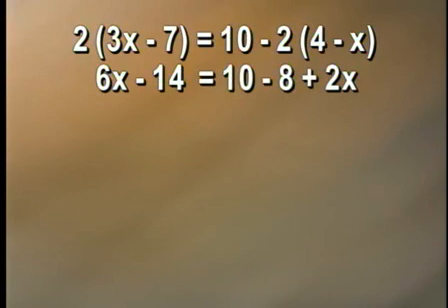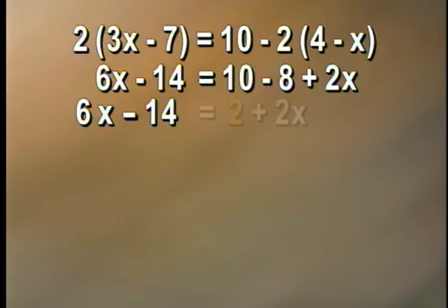And now we have an equation similar to the last one we looked at. An equation with more than just 2 terms on one side. What can we do? We can combine like terms. The left side is fine, 6x minus 14. There are no like terms to be combined. But on the right side, we can combine the 10 minus 8. And we wind up with 2 plus 2x.